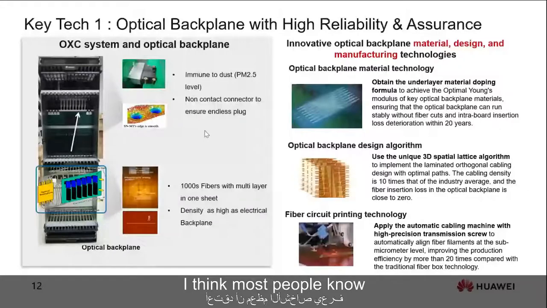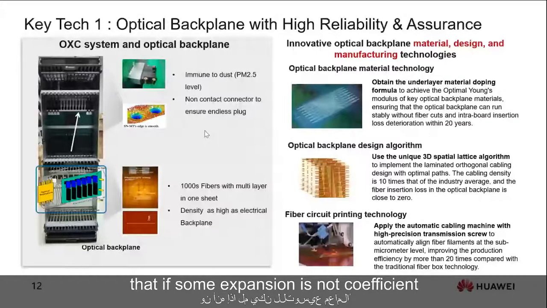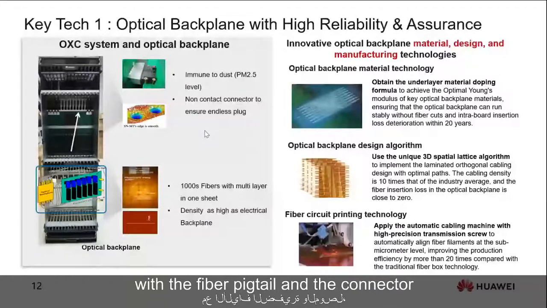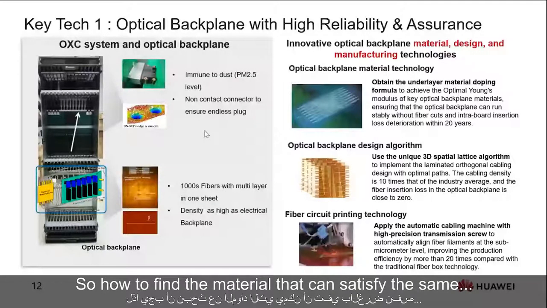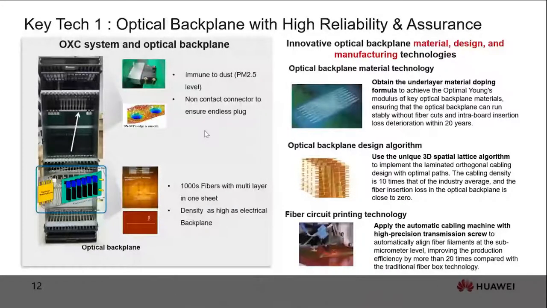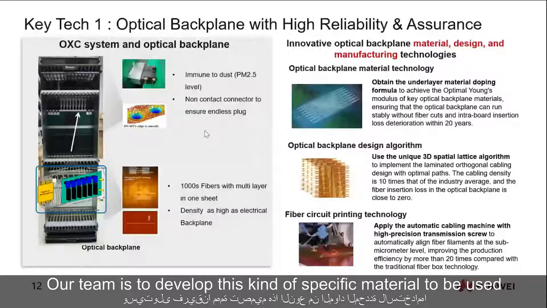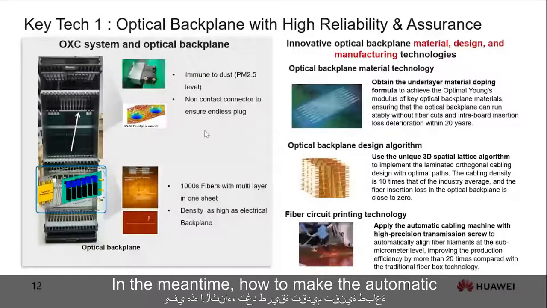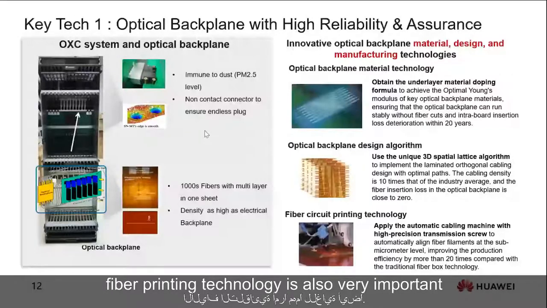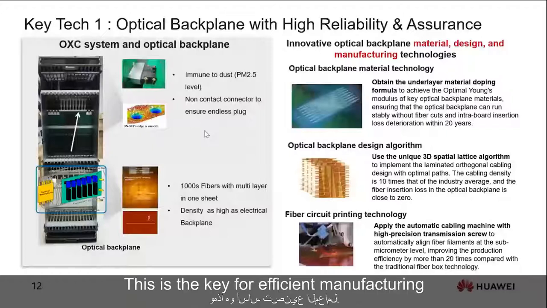So I think most people know that if the thermal expansion coefficient is not matched between the fiber pigtail and the connector, something will be broken here. So how to find a material that satisfies the same thermal expansion coefficient is very important. So our team developed this kind of specific material to use in the optical connector and also the fiber tails. In the meantime, how to make automatic fiber printing technology is also very important. So this is the key for efficient manufacturing.